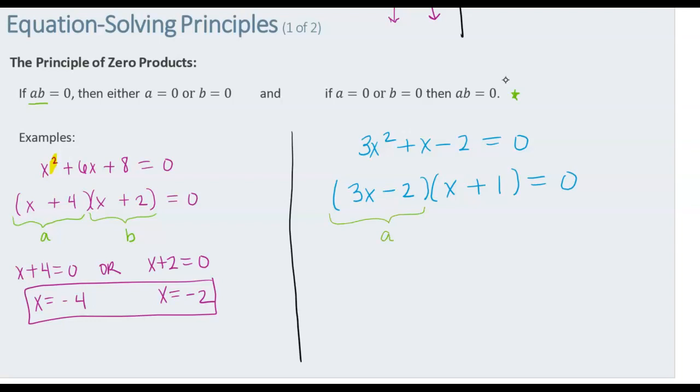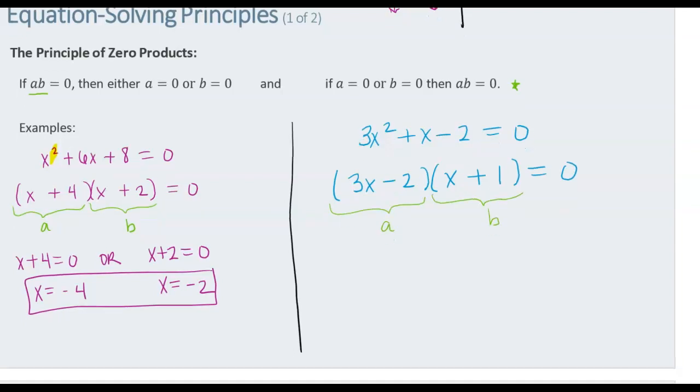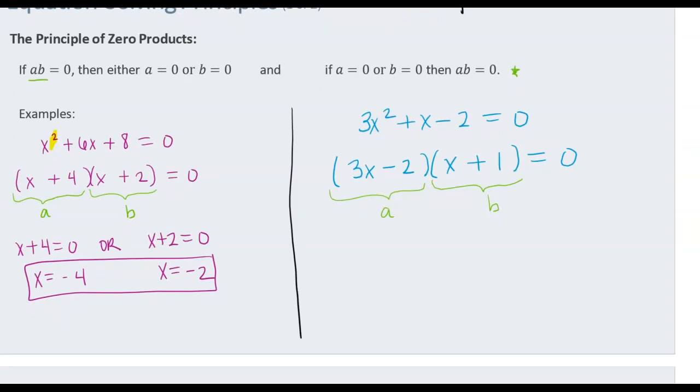This is one number, let's call it A. This is a second number, let's call it B. Two things multiplying together that equal 0. So either 3x minus 2 has to equal 0, or x plus 1 has to equal 0.